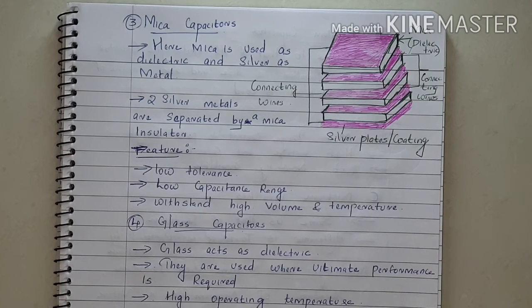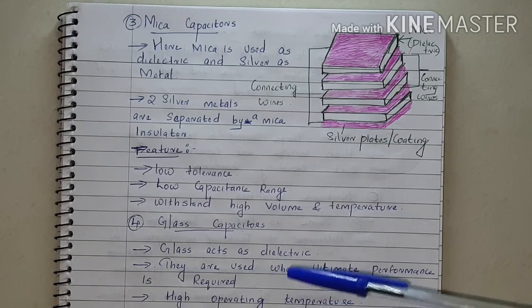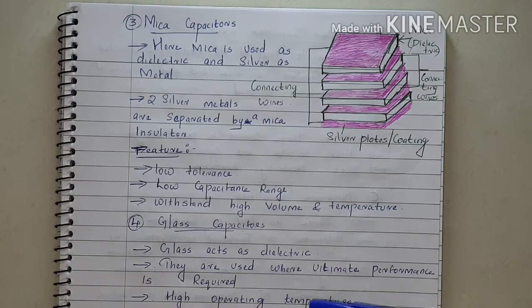and they can withstand high voltage and temperature. Fourth type is glass capacitors. Here glass acts as the dielectric and they are used when ultimate performance is required, and they have a very high operating temperature.